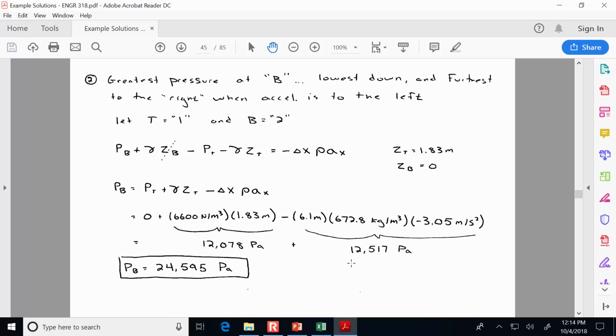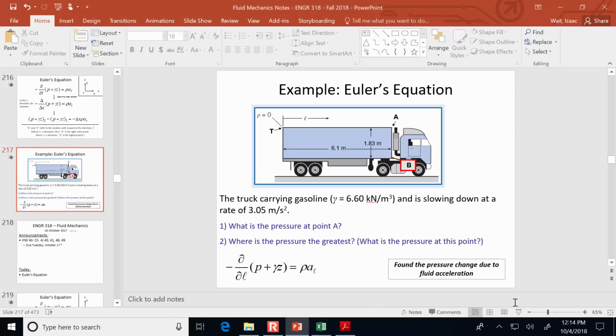The question asked, where's the pressure going to be the greatest? Just by inspection, we can see that the pressure is going to be greatest down here at the bottom and furthest to the right. Because the further to the right we go, the more the pressure increases, since that's in the opposite direction of the acceleration. And the deeper down you go, the pressure increases. Location B was the furthest to the right and the lowest down.